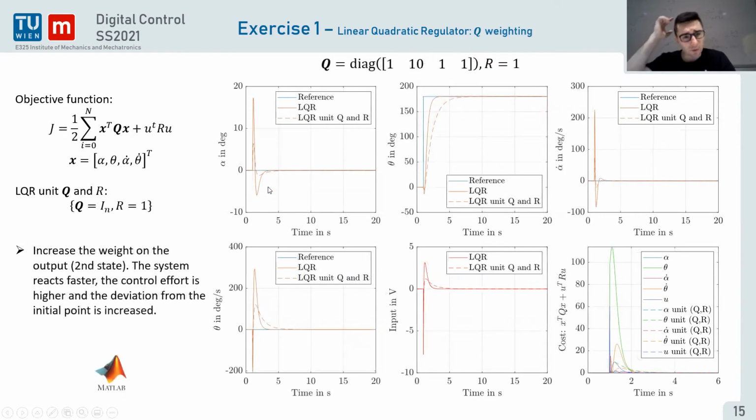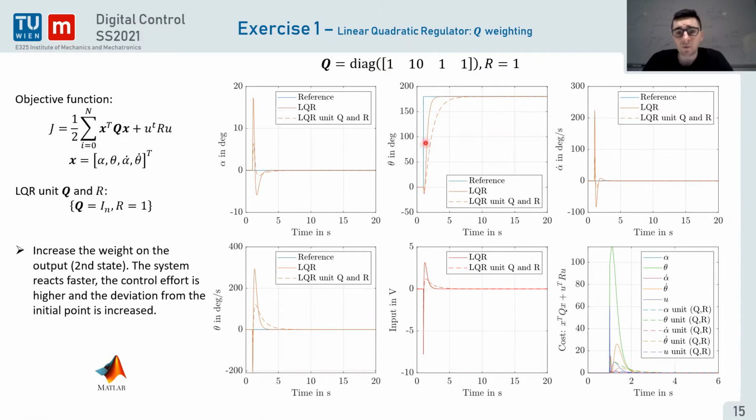Now we can also change the weighting of the Q matrix. The Q matrix is responsible for the state tracking. So the first thing we can do is only focus on the second state, because the second state is the output of our system. So it makes sense to try to follow the output as closely as possible. If we set it to 10, don't look at the absolute value. It can be 1, 10, 100. We don't care. It's just like we're multiplying it by 10, basically.